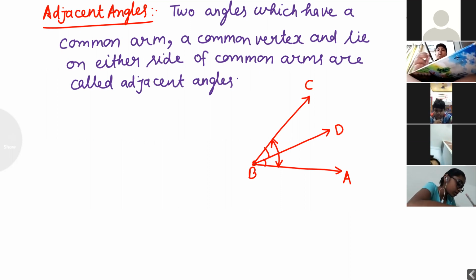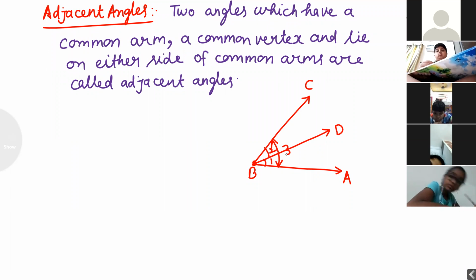The remaining angles: angle ABD is equal to angle CBD, meaning half of the upper angle is equal to half of the lower angle. If we combine them, we get the complete angle ABC. I can say angle ABC is equal to angle ABD plus angle DBC. I'm mentioning angle 1, angle 2, and this is angle 3. Don't confuse.